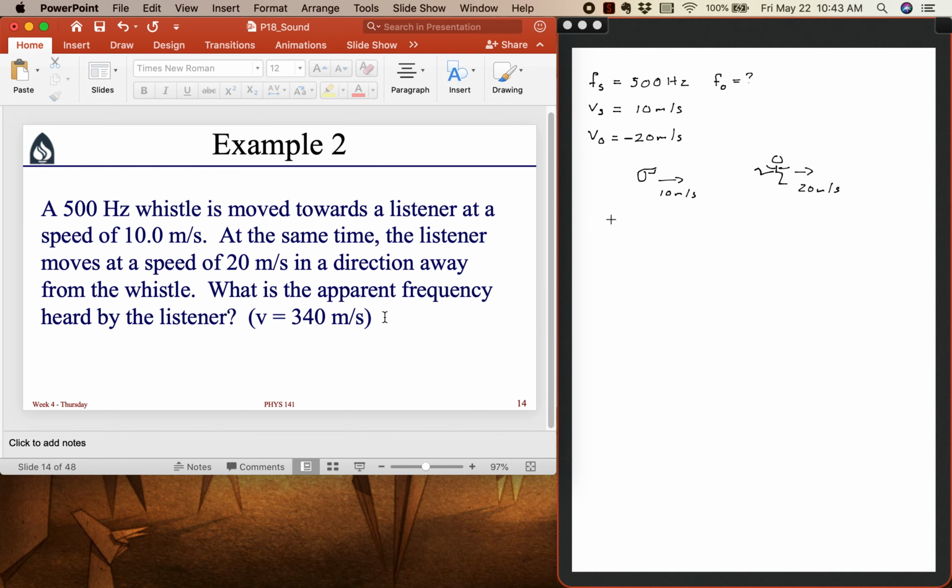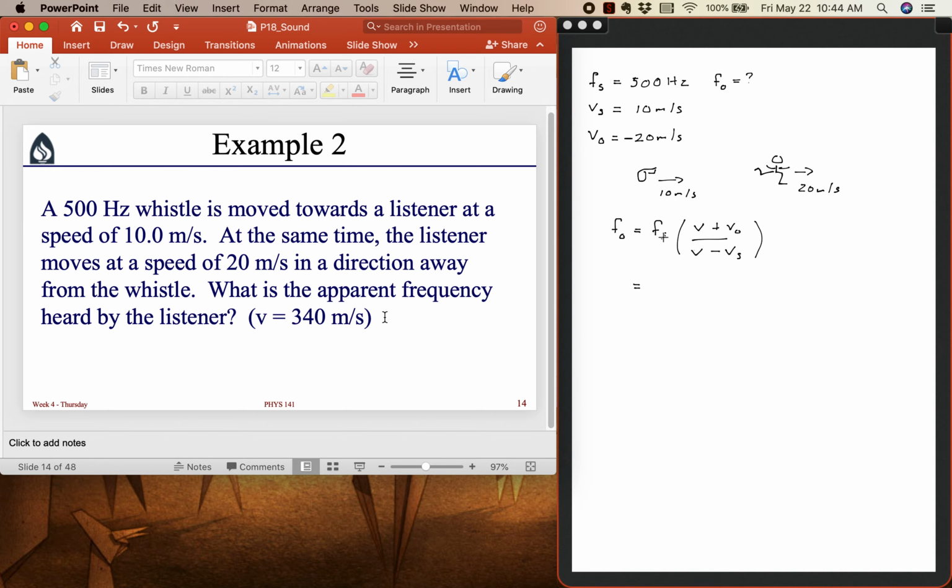Okay, so we know that the expression for the Doppler shift is that the frequency heard by the observer is equal to the frequency of the source times the speed of sound plus the velocity of the observer, divided by the speed of sound minus the velocity of the source. We're told that we should take the speed of sound as 340 meters per second. So we can plug in numbers.